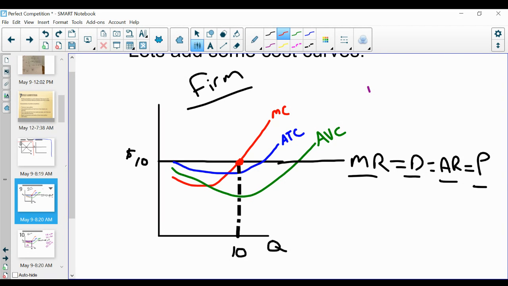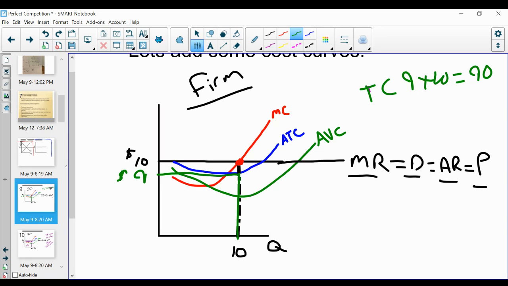The very first thing I need to figure out is my total costs. That's easy. Again, I find MR equals MC, and from 10, I'm going to make this a different color, I follow it up to my average total cost curve and over here. Let's say that's $9. So I know what my total costs are: 9 times 10 equals 90.